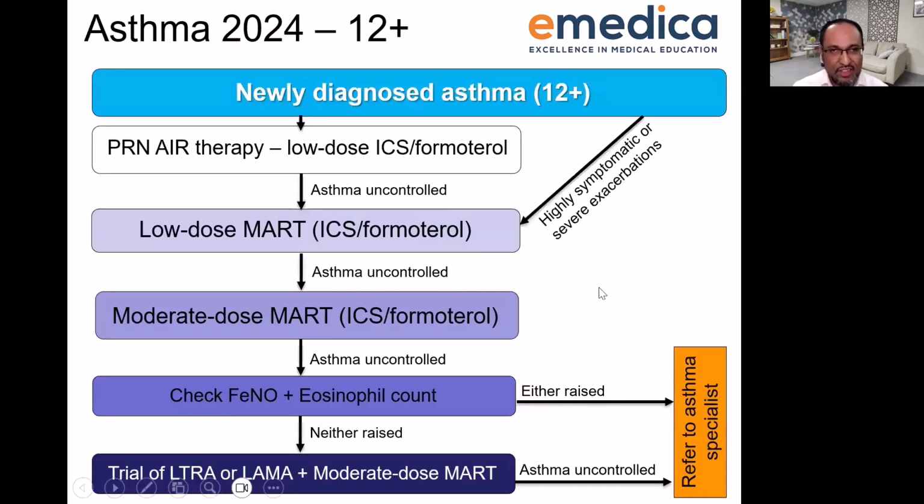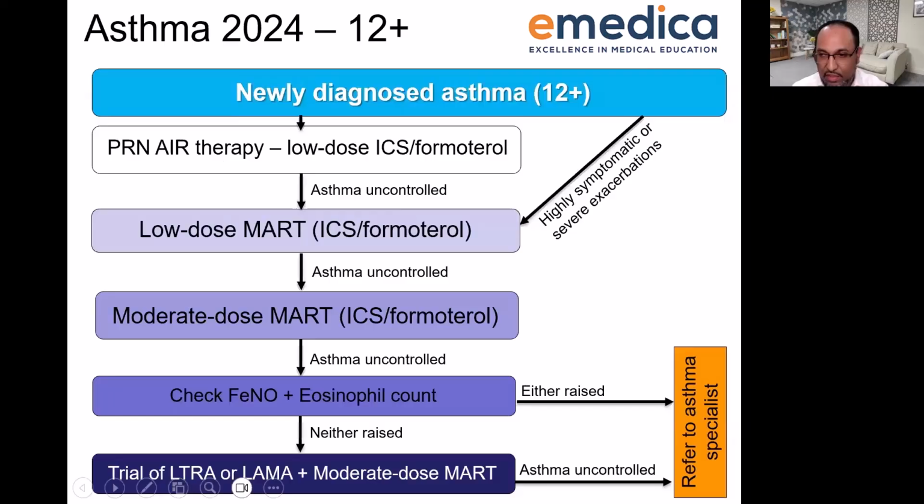Actually, let's go through the guideline first. So you've got someone, in this case, newly diagnosed. Remember, the threshold 12 plus is now the same as the adult guideline. There's just one for everyone 12 plus. So children 12 and above and adults all have this guideline. So the first step, once you've diagnosed, is to go on to PRN AIR therapy.